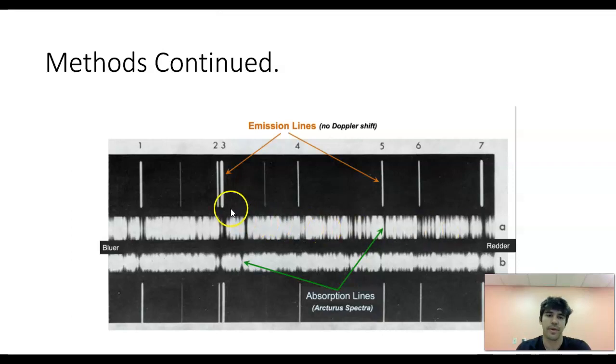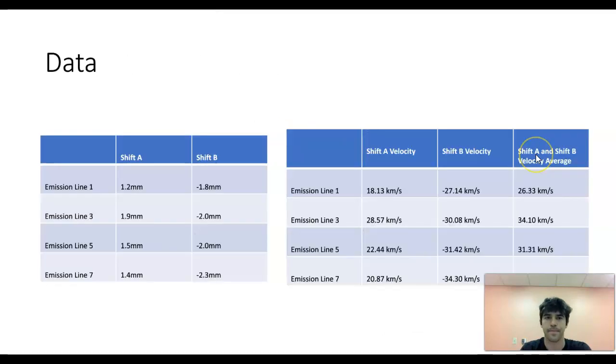So this is a great picture because it shows the emission lines and the absorption lines. The first thing I did was measure distances from emission and absorption lines. All the distances in Shift A are positive, and all the distances from Shift B are negative, as they're behind the emission lines, as you can see. I only took emission lines 1, 3, 5, and 7. Yes, there are 7 of them, but I only took half.